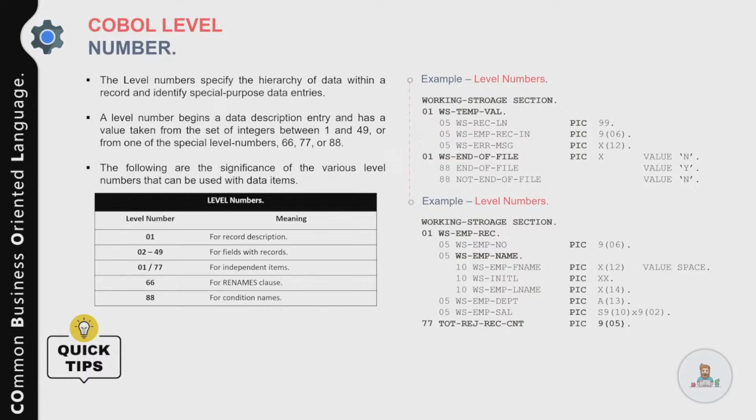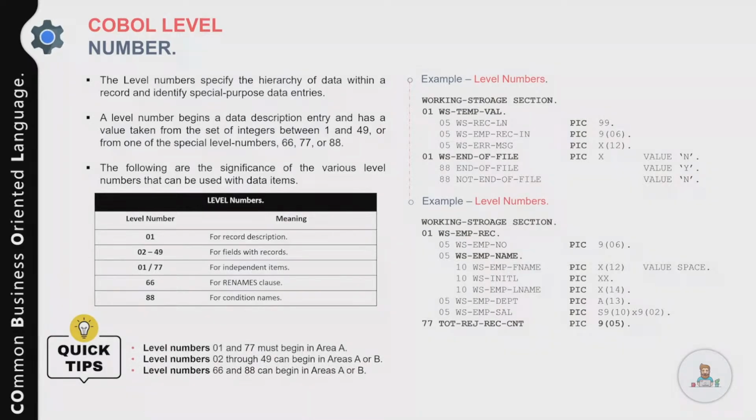If you notice the last variable, that is at level 77, which is used for defining an individual or independent item. That is total-rejected-record-count. And remember, level 77 is only used for independent items. You cannot use level 77 for group variables. So finally, before we move to our next section, here's a quick tip.